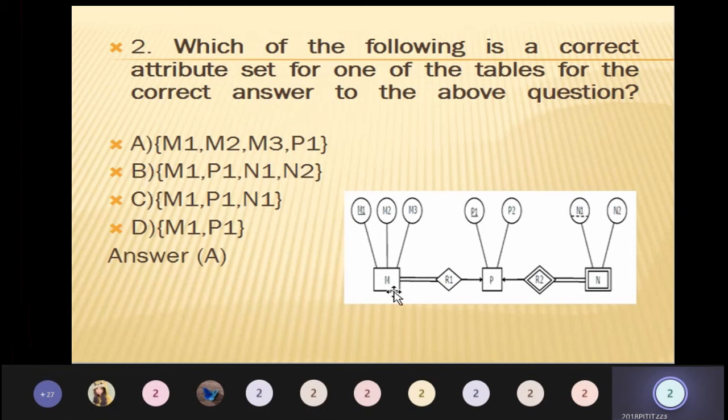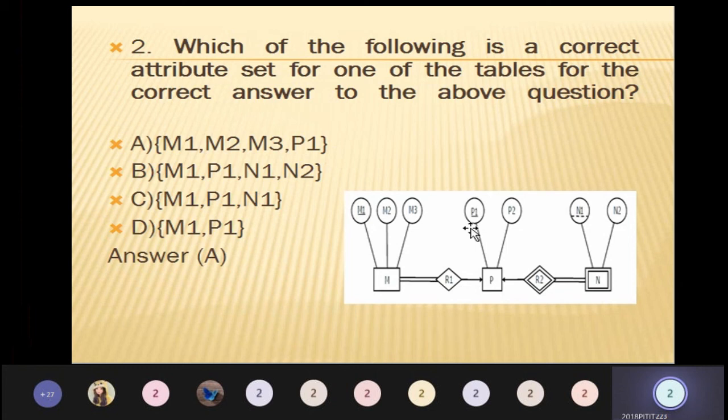That is M1. M is the entity, and that entity has M1, M2, M3, and they are using the double lines indicating total participation. So total participation means that P1 will be moved to M.